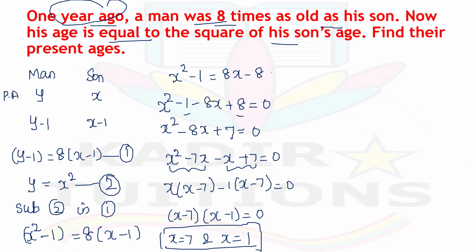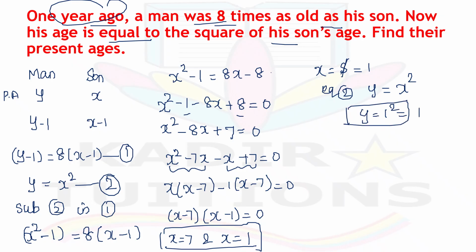But how to verify which answer is right? If the present age of son is going to be 1, then what is the present age relation actually? From equation 2 only we need to take, right? Here the present age of son is nothing but x, so x equal to 1. From equation 2 they have given the relation between the present ages of both father and son. So father's age is going to be x square. So y equal to 1 square, which is impossible, right? How can they have the same age? So that's the reason we are rejecting the value x equal to 1 and we are going to consider the value x equal to 7 as the answer.